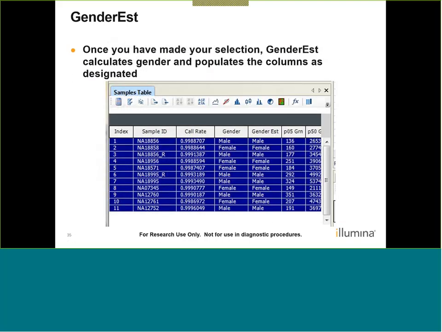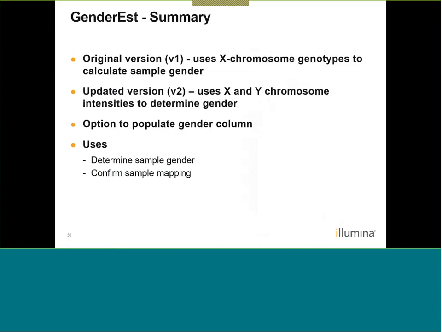Now, once you've made your selection, GenderEst will calculate the gender and simply populate the columns as designated. So to summarize, the original version uses X chromosome genotypes to calculate sample gender, whereas the version 2 uses X and Y chromosome intensities, which are a little more reliable in terms of determining gender. There is an option to populate the gender column if you wish, and it can be applied to determine your sample gender if you don't know it, or if you know it, you can use it to confirm your sample mapping in the project. All right.